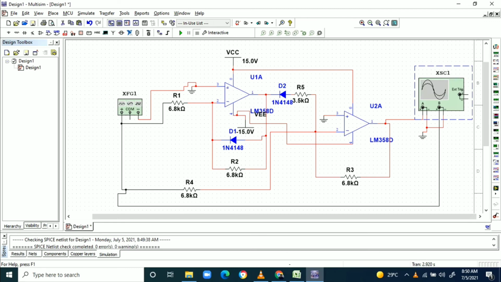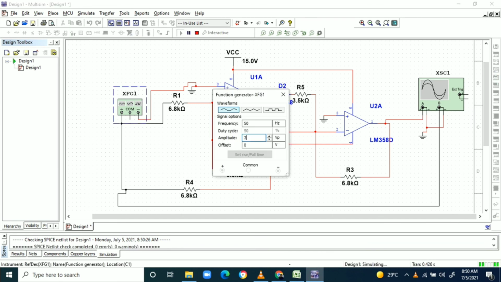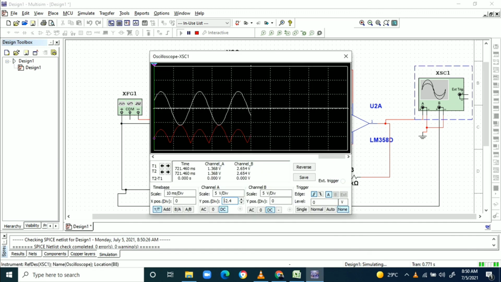When we see the output in the CRO or scope, we have two channels. We have two waveforms. The first one is a sinusoidal input waveform. The second, red color, is a rectified waveform. That is the full wave rectified waveform we have seen in the scope.